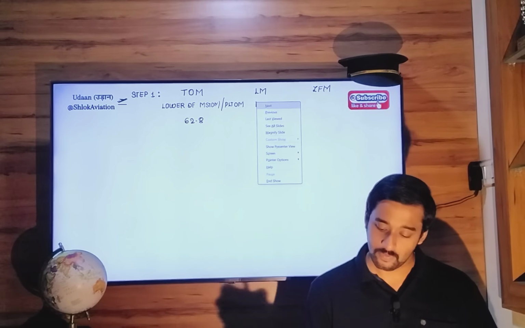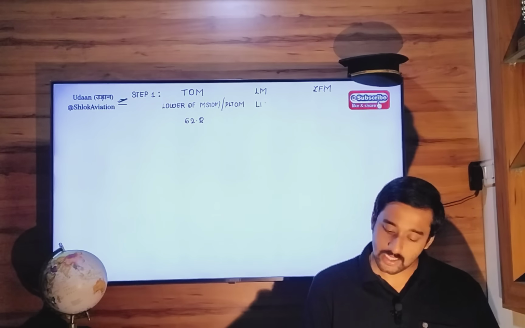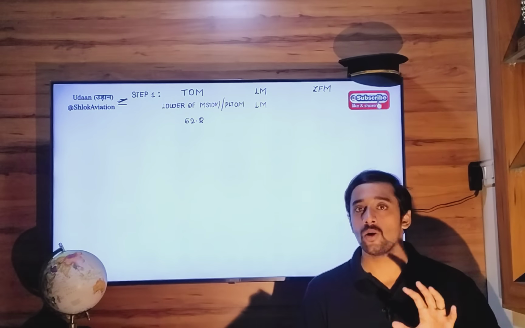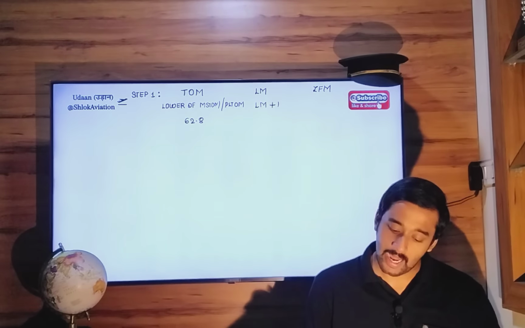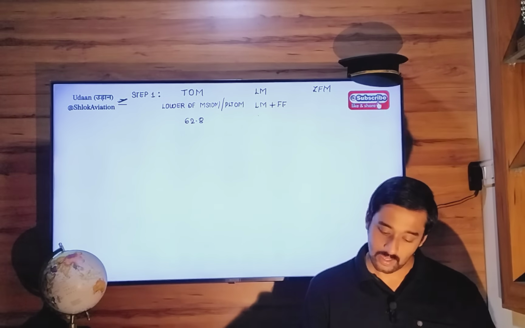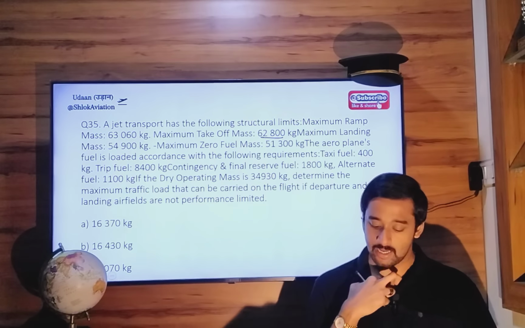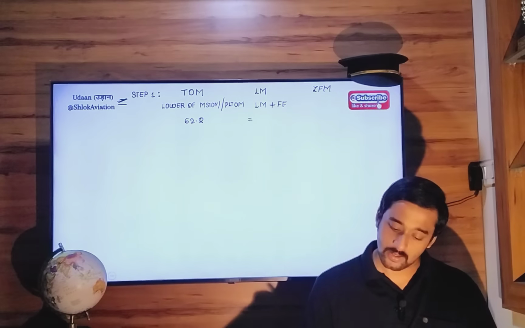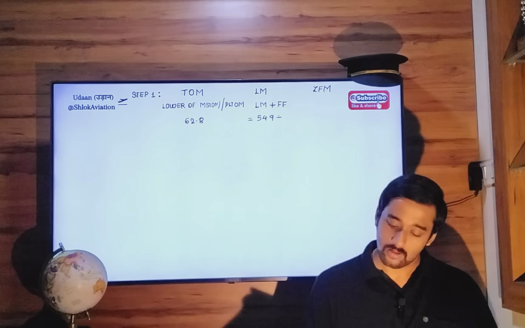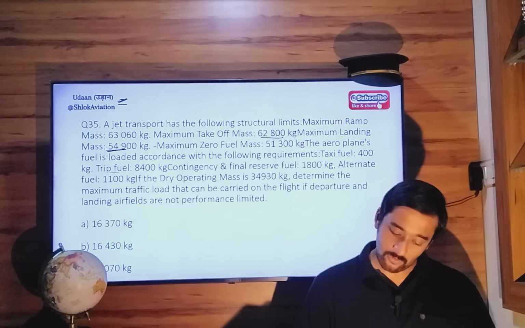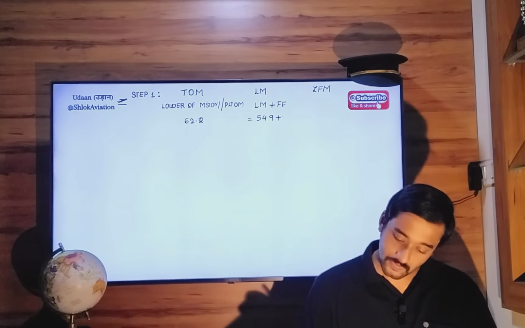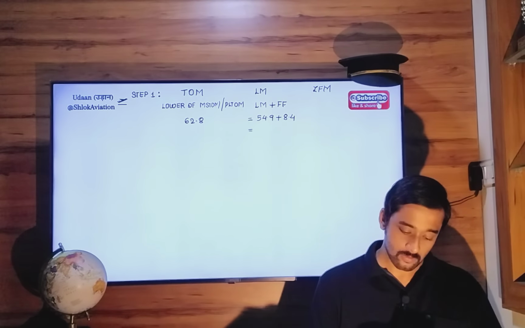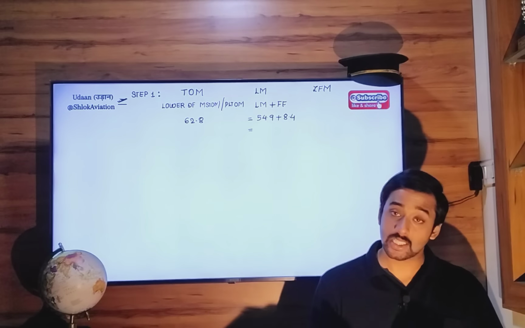It can be maximum landing mass or performance limited landing mass. If both are given, you are going to select the value which is lower than the other. Plus, you are going to add trip fuel or flight fuel to that. So in this question, performance limited landing mass is not given to you, but you have structural landing mass 54,900. Trip fuel is 8,400, that is 8.4. So 54.9 plus 8.4 is 63.3.